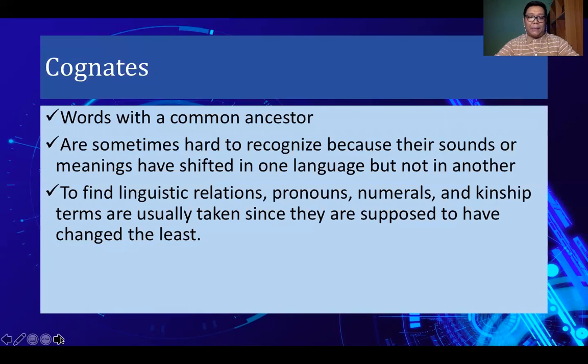That is what cognates mean. Cognates are sometimes hard to recognize because their sounds or meanings have shifted in one language but not in another. Now, to find linguistic relations among these cognates, we have pronouns, numerals, and kinship terms, which are usually taken since they're supposed to have changed the least. Why? Because these words, pronouns, numerals, and kinship terms, are the words primarily used in any language.